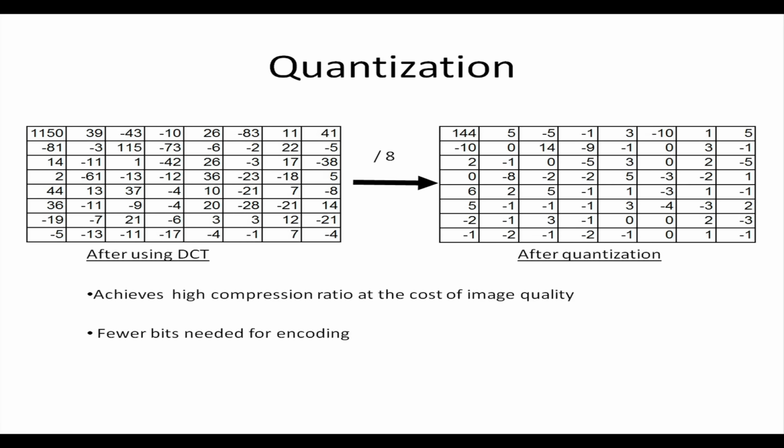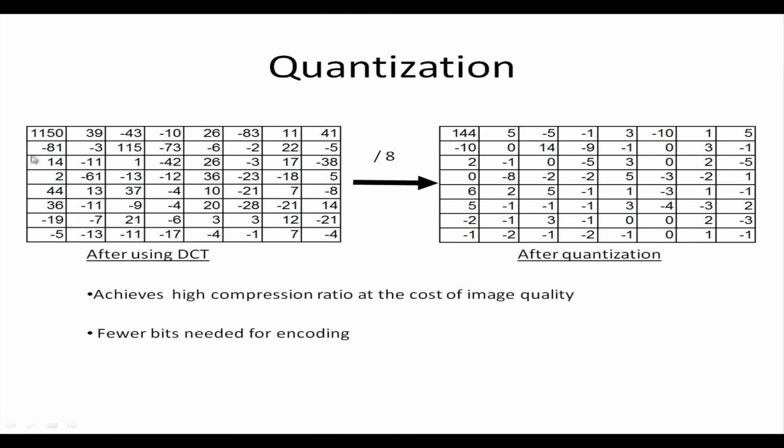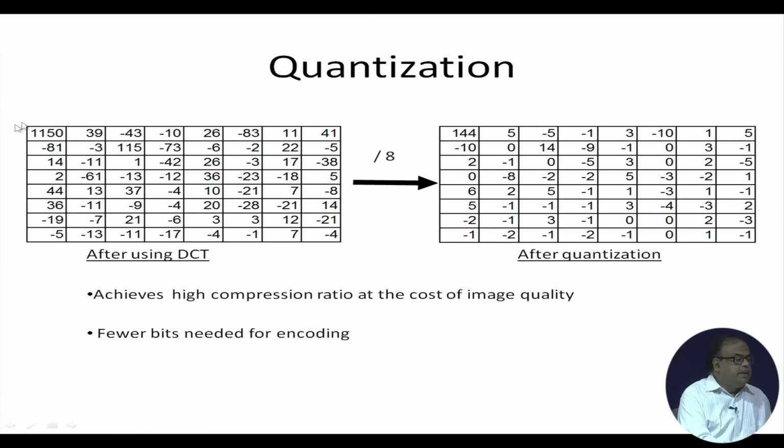So, I have taken an image, taken an 8 by 8 block out of it, and then applied the transform. After the transform, I get this 8 by 8 matrix. You can very well see that this part has got a value 1150, 39, minus 81. Look at the absolute values of this. So, these are the essence of the image. As we go down here, this is minus 4. In that way, I have got it.